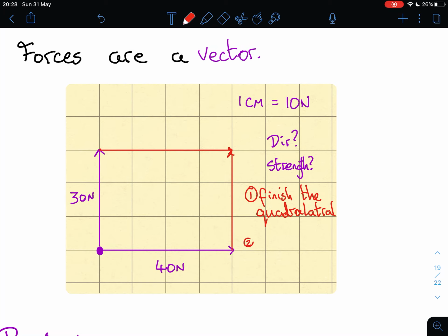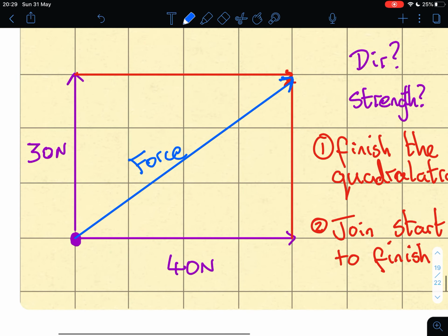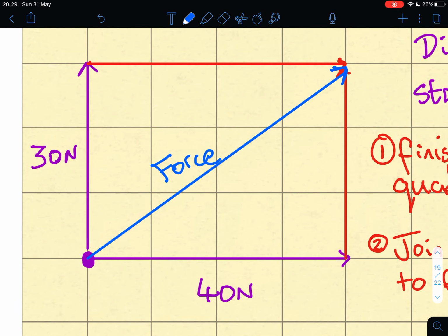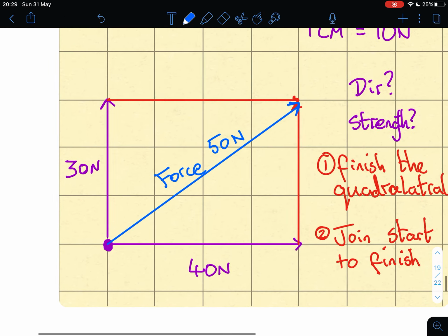Next, number 2, I join start to finish. I'm going to use a different colour for that. I'm going to use blue. So all I do is I go from the object and I go across to the corner. That is my force. Now you might have known I was a bit cheeky here. I can't possibly have worked this out because I haven't got a ruler and it's changing shape. But this is a 3, 4, 5 Pythagorean triangle. So I cheated. I knew what the answer was going to be on this one. But you don't necessarily always have to.